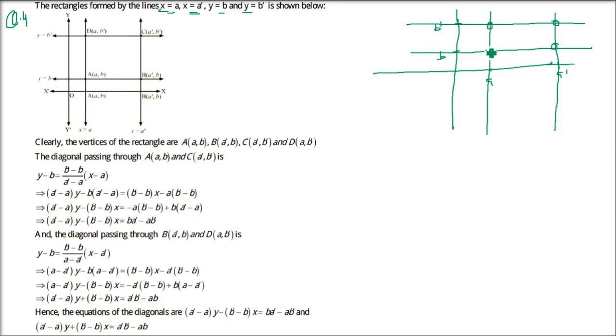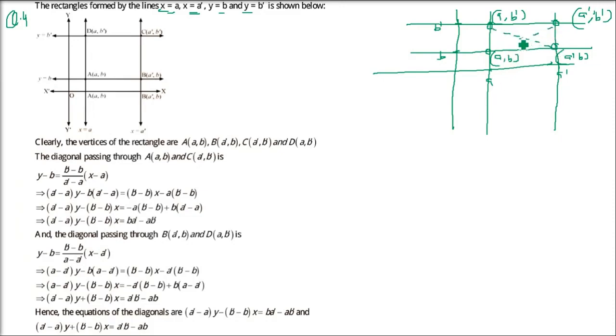These are the vertices of the rectangle, and the point is we have to take the intersection and then just mark it. AB, this will be A'B, and this is going to be AB', and this is going to be A'B'. So now we have all the corner points, all the vertices of the rectangle.